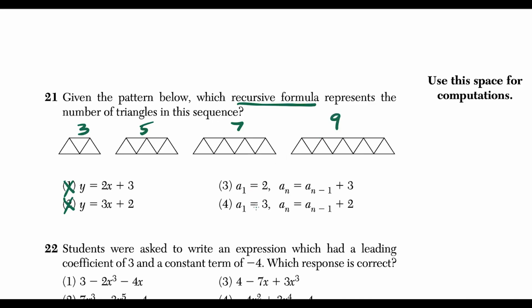Right away we can see the first term should be 3, not 2. So this one's out. And how do we get from one term to the next? We're adding 2 triangles each time. So from the previous, we just add 2, so definitely choice 4.